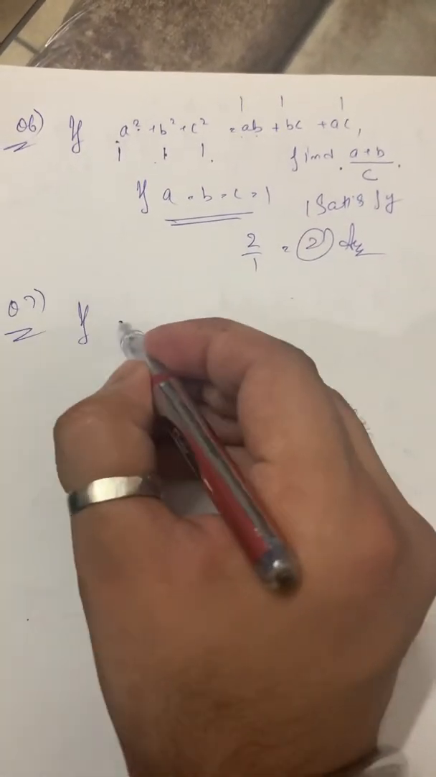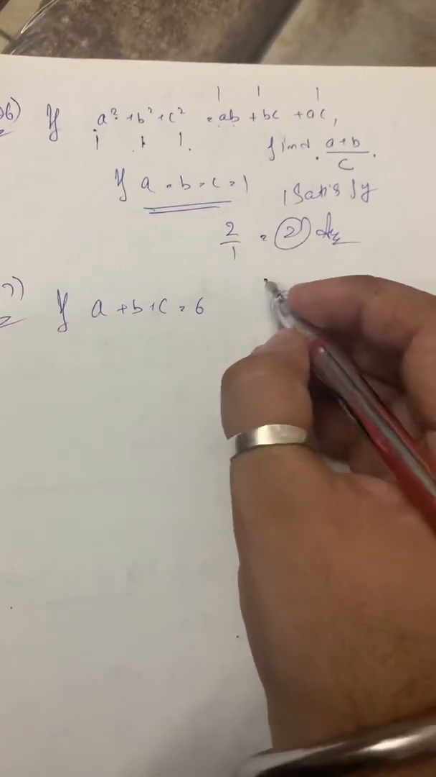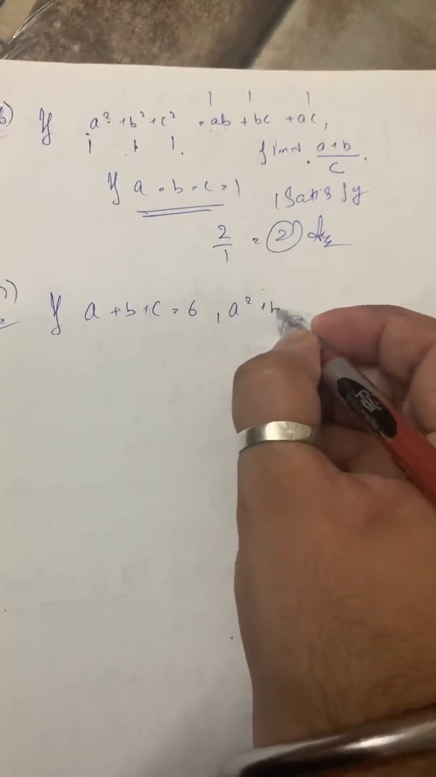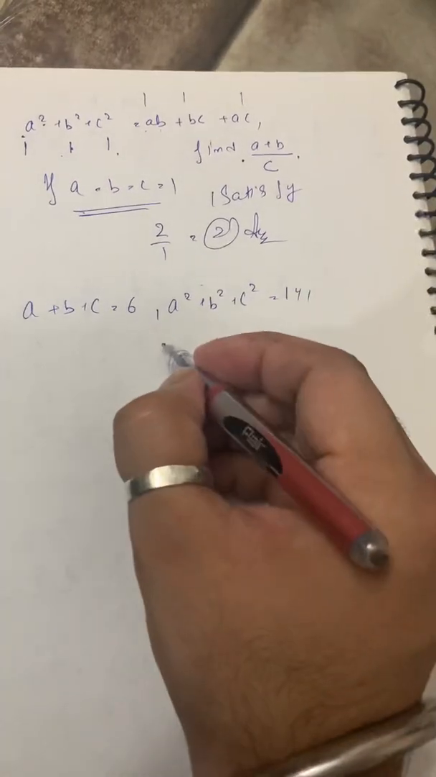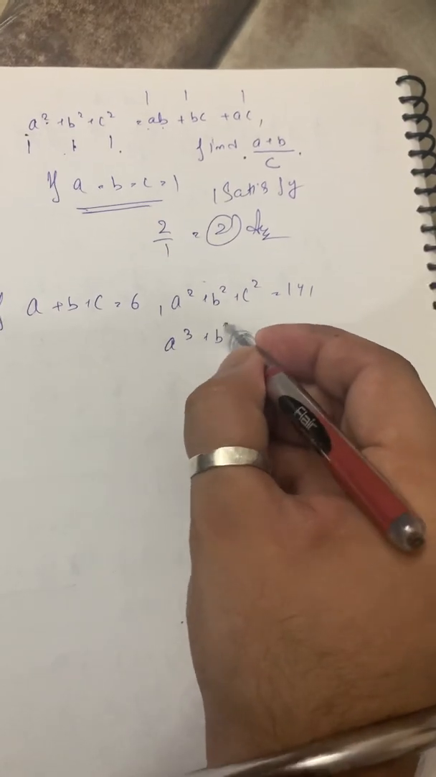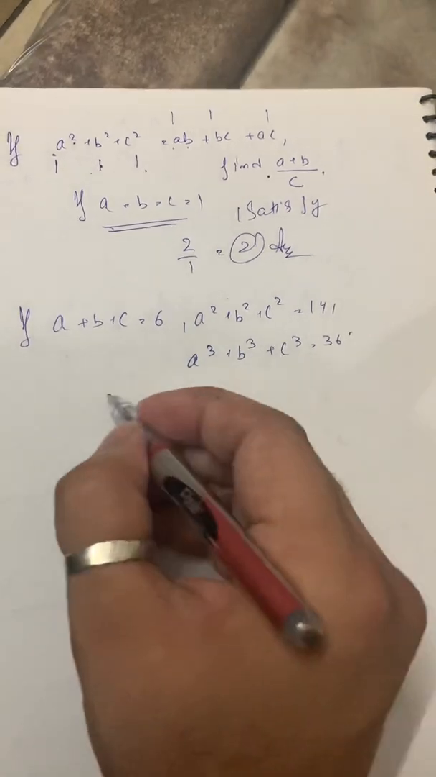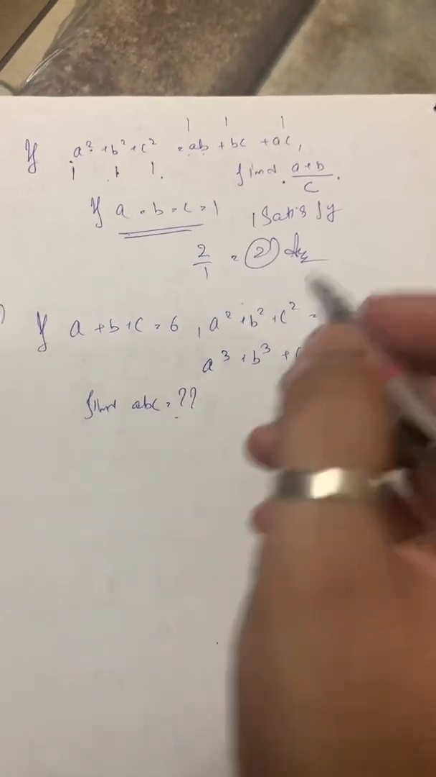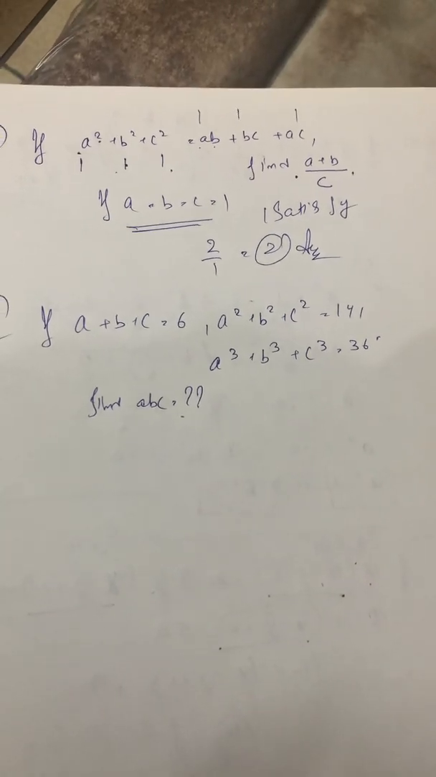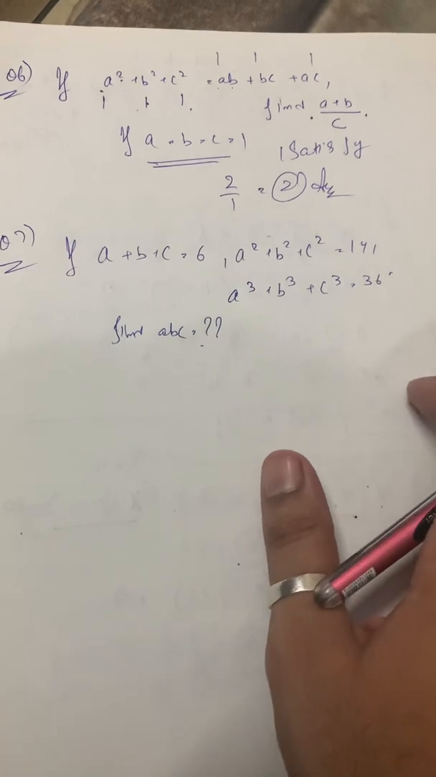Suppose a plus b plus c equals 6, a square plus b square plus c square equals 14, and a cube plus b cube plus c cube equals 36. Find abc. This is a kind of question that is generally asked by the examiner, and generally we solve it with the formula. But I'll give you the trick without the formula also.